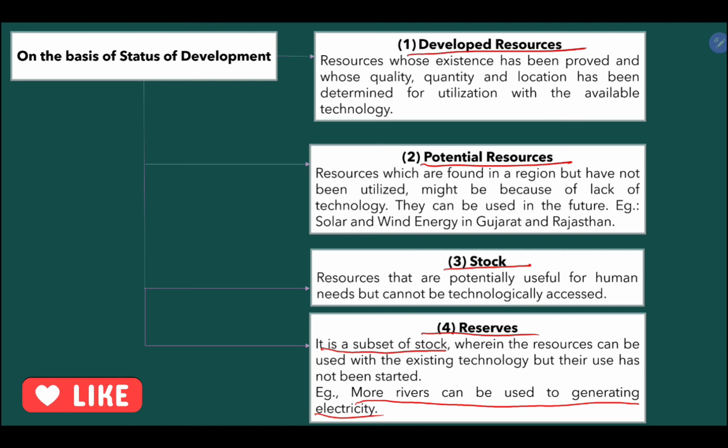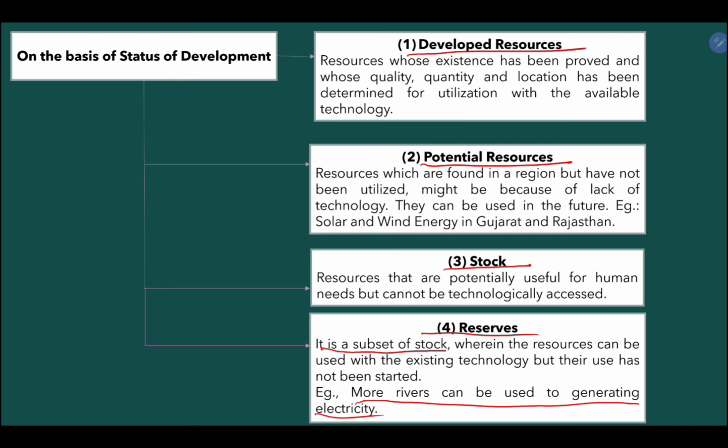So that is the resource on the basis of status of development. On this basis, there are four types: developed resources, potential resources, stock, and reserve. Just let me recap what a resource is. A resource is everything available in the environment which satisfies human needs, provided it is technologically accessible, economically feasible, and culturally acceptable. These are termed as resources.